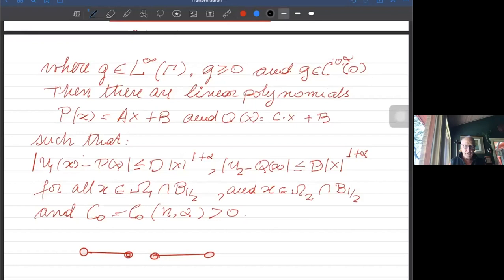Coming from one side and the other, it's not the same, right? In other words, one has p of x as ax plus b, and q of x is cx plus b. Okay, so when x goes to zero, they all go together to the point, but with different slopes. And this is all I had.